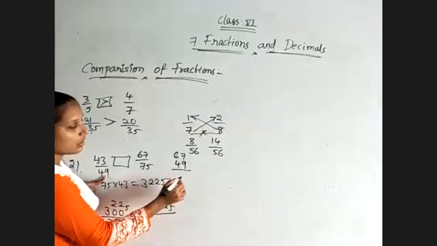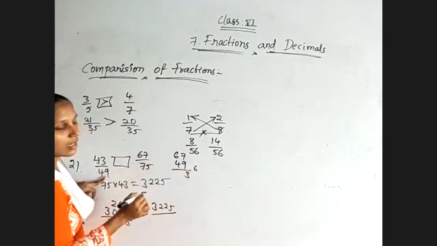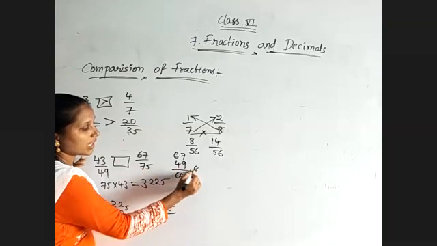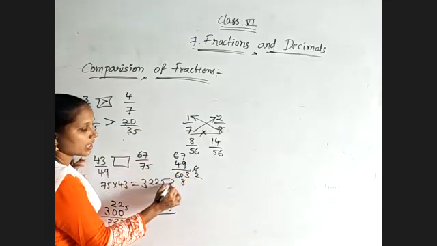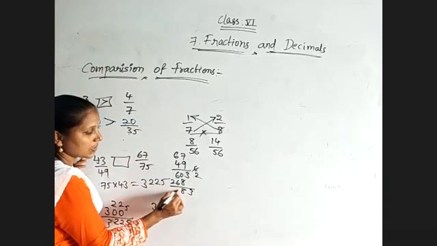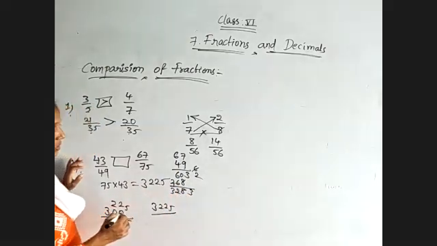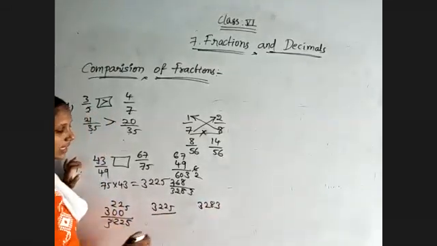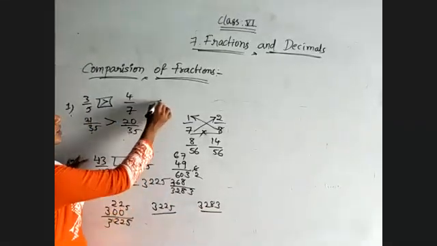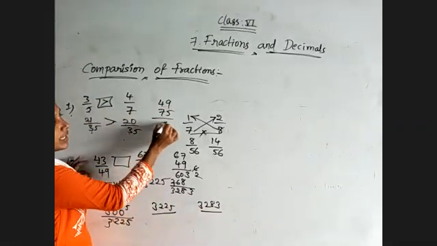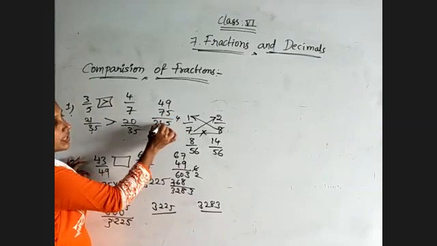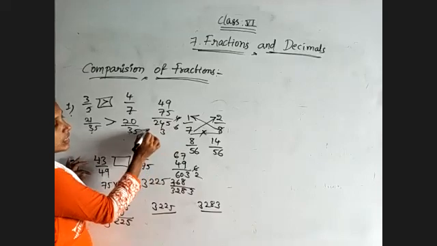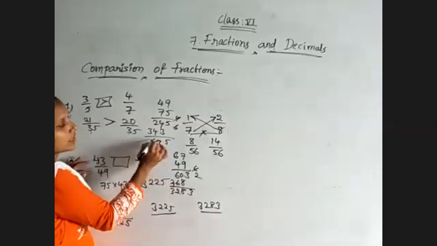So 9 7s are 63, 9 6s are 54 plus 6, 60. 4 7s are 28, 4 6s are 24 plus 2, 26, 3 8, 6 plus 6 12, and 3, 3283. So on this side the numerator we got is 3283, divided by 49 into 75. 5 9s are 45, 5 4s are 20 plus 4, 24, 7 9s are 63, 7 4s are 28 plus 6, 34, 5 7 6 3.